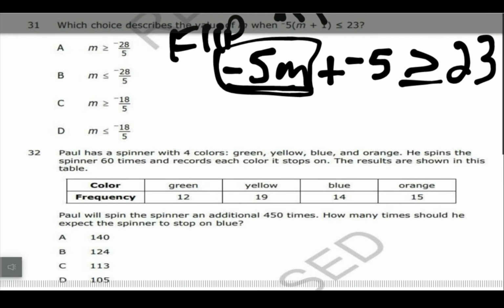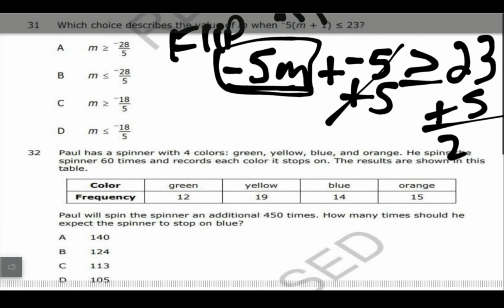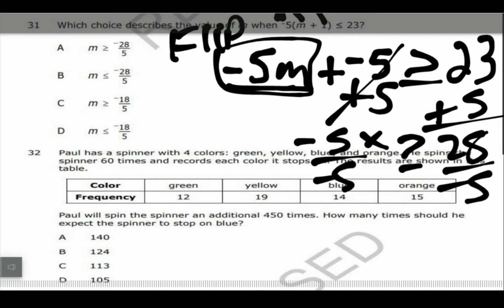All right. So to solve this, I want to get rid of the negative 5 by doing the opposite. So I do plus 5, so that's 28. All right, and then I divide by my negative 5 here. All right, which would be, and again, we got a negative and a positive, so it's going to be a negative. All right, and we did have to flip it, so that is A for that one.